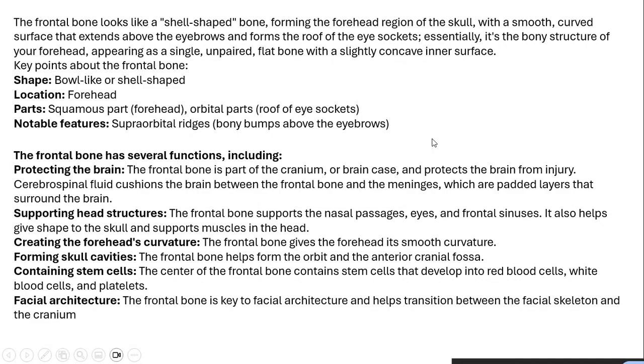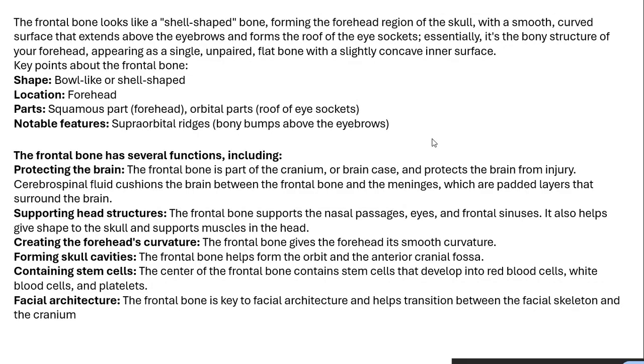The frontal bone has several functions, including protecting the brain. The frontal bone is a part of the cranium or brain case and protects the brain from injury. The CSF, cerebral spinal fluid, cushions the brain between the frontal bone and the meninges, which are padded layers that surround the brain, right? So that's how the frontal bone is protecting us. It's surrounding us with a pad.